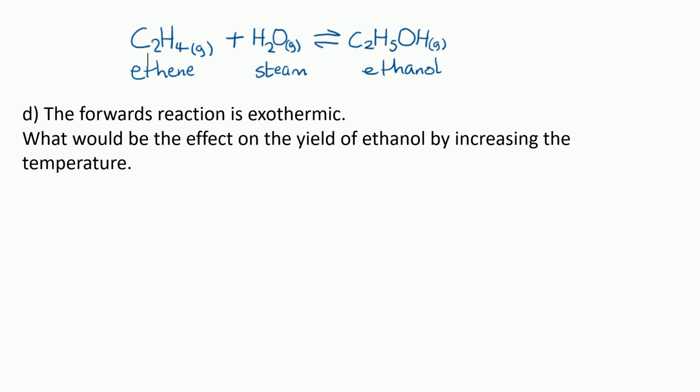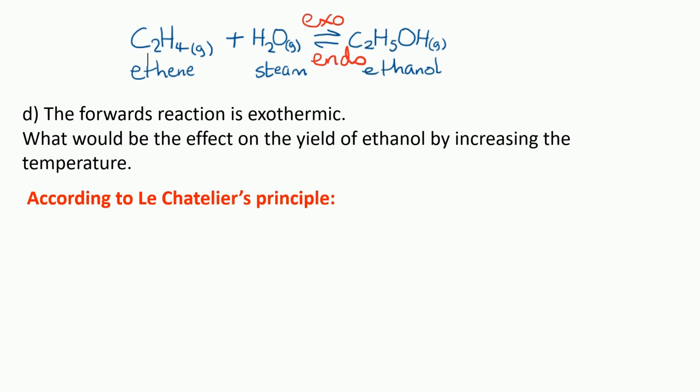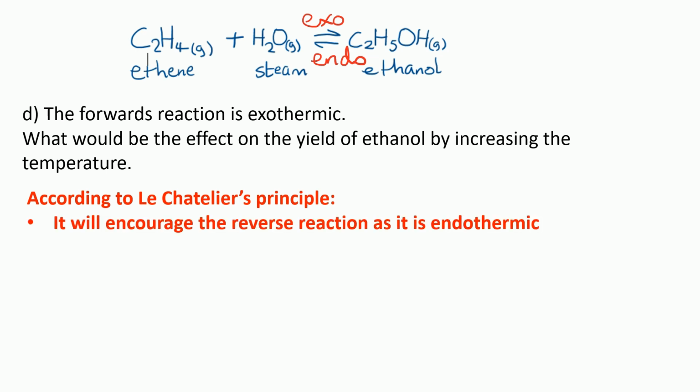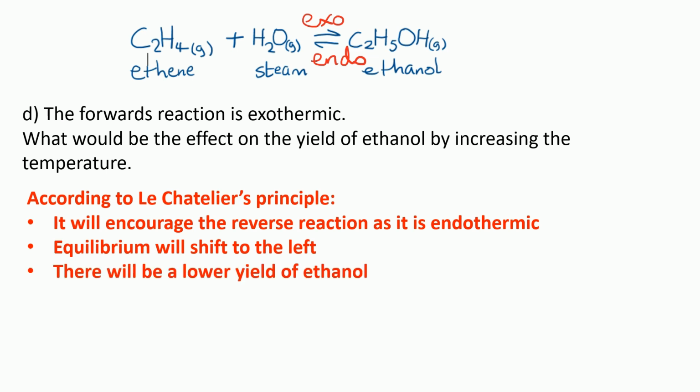So in this case then, we've labelled the equation to say that the forwards reaction is exothermic and the reverse reaction is endothermic. So according to Le Chatelier's principle, it will encourage the reverse reaction as that's the endothermic one. And remember, endothermic reactions tend to cool things down. So if we've increased the temperature, it will favour the endothermic reaction, which is the reverse reaction. That means the equilibrium will shift to the left, and that means there will be a lower yield of ethanol.